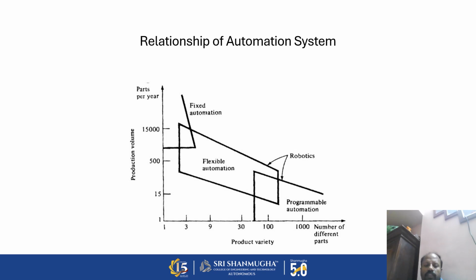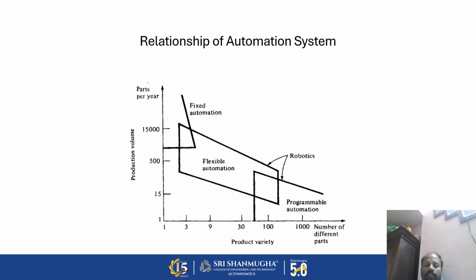In fixed automation, we can see from the graph that the production volume will be higher. Since the automation is fixed, the same thing has to be repeatedly reproduced, so we can get a larger production volume. But the product variety, that is, the number of different parts, will not be possible with fixed automation. The next case is the flexible automation system, where different types of products are possible, and the production volume will be medium.